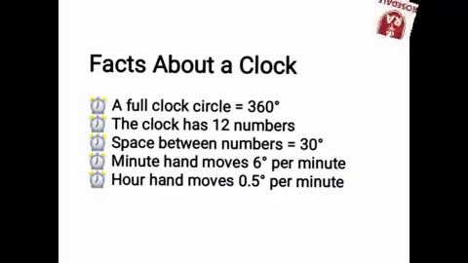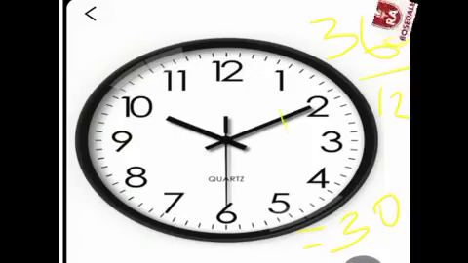Okay, now the minute hand moves 6 degrees per minute. Let's take a look at this. How does it move 6 degrees? If you count all the minute marks from 1 to 12, we are going to have 60 minutes, because 60 seconds make 1 minute, 60 minutes make 1 hour. So to get a complete hour, we have 60 minutes.